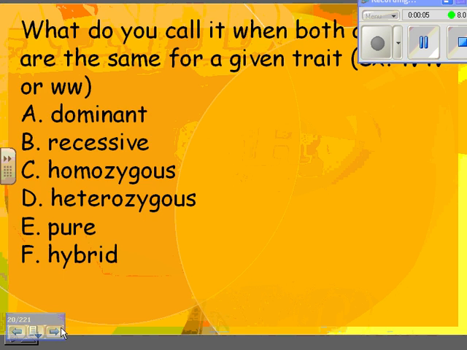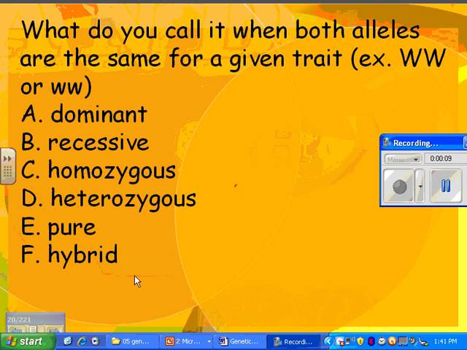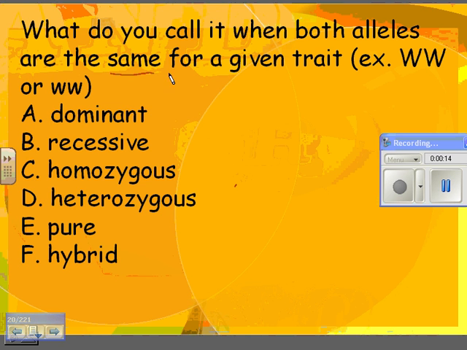So we're going to do a little bit of quiz time to go over the stuff that you just learned, all the vocabulary words that you just learned in the last video. What do you call it when both alleles are the same for a given trait? So if you have big W, or you could have little w. When they're the same, it is called homozygous. Homo again meaning same.